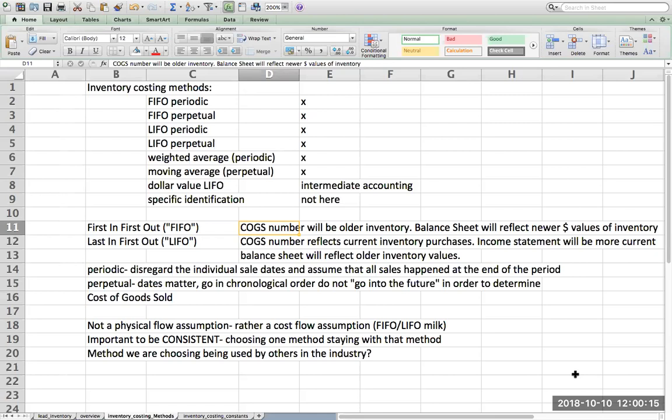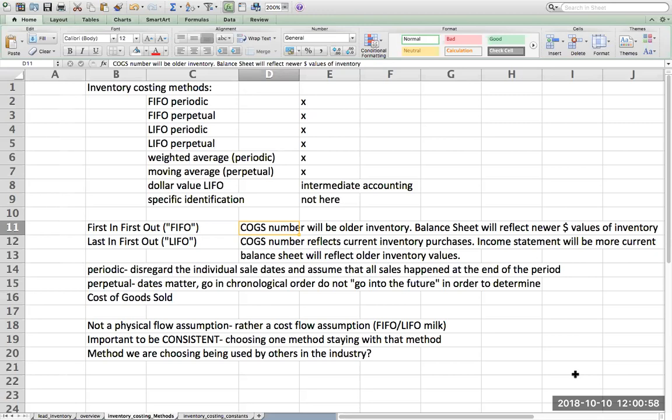The other part of this, which is very important to recognize, is we need to be consistent, right? Once we choose a method, if we choose FIFO periodic, we need to be staying with FIFO periodic. Why is that? Well, if I could change every single year, this year I'm going to be FIFO periodic because it's giving me this great number. And then next year I'm going to use LIFO perpetual because it gives me a better number. And I can't do that. I have to be consistent. Once I choose a method, I have to stay with it. Can we change our method? Sure. That's a topic for intermediate accounting. That's not what we're doing here today.